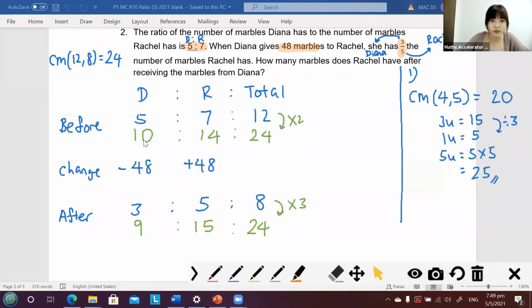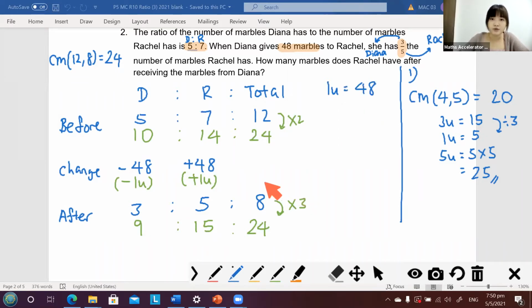So from 10 units to 9 units, 10 minus 9 is 1. So you subtracted 1 unit in between. Then we check for Rachel. She had 14 units at the start, 15 units at the end. She added 1 unit. So it makes sense. Diana gave that 1 unit away and Rachel received that 1 unit. So that 1 unit is going to be the 48 marbles. So 1 unit is 48.